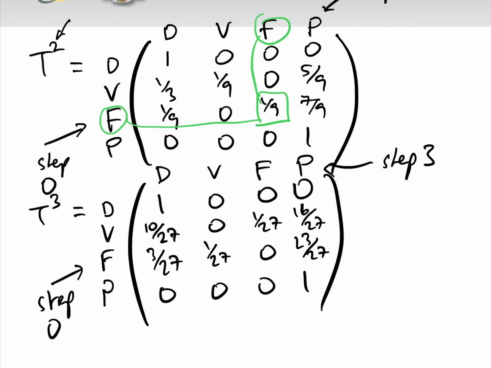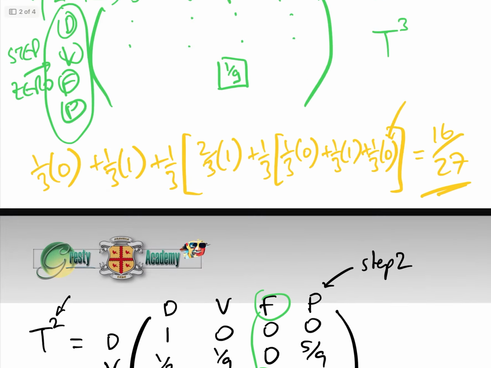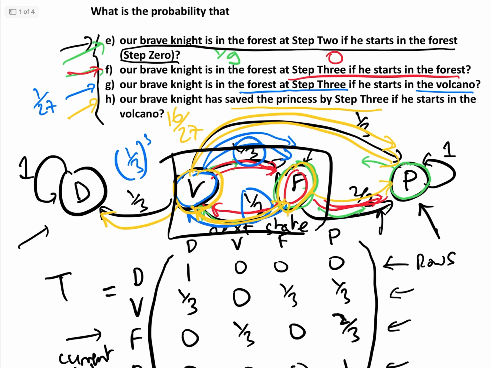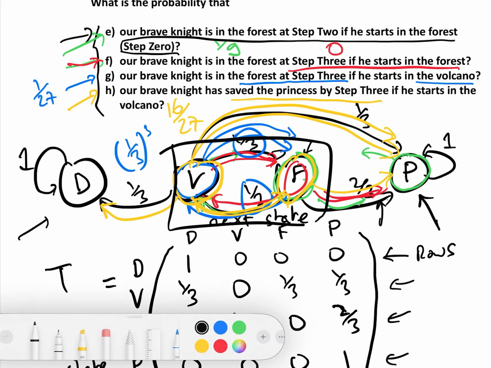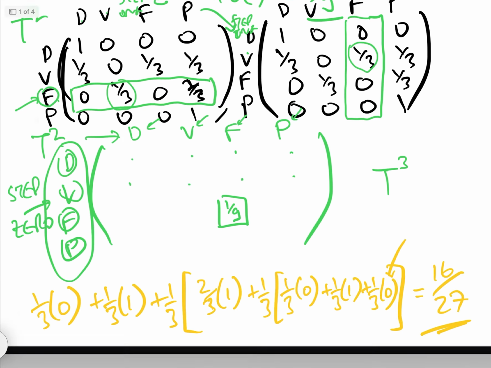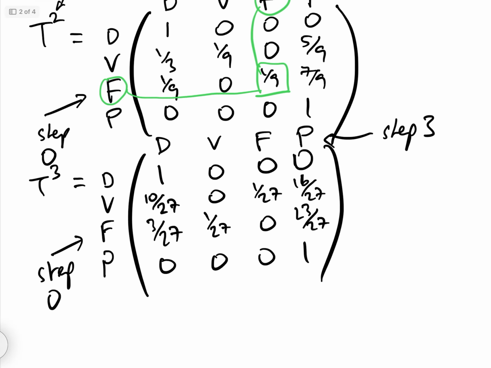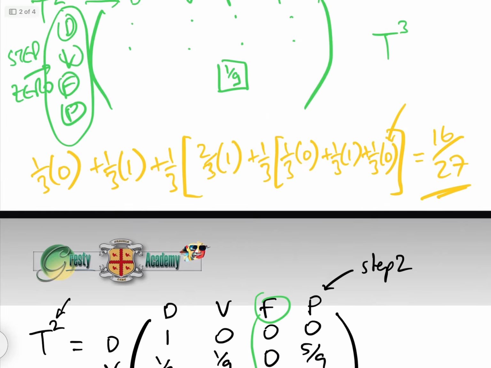Okay, so this is t cubed, which you can confirm by matrix multiplication. So we can now find our answers to F, G and H. Let's have a look at them. F was our brave knight is in the forest at step 3 if he starts in the forest, and I used a red pen there. If he starts in the forest, what is the probability that he is in the forest at step 3? Well, hey presto, it's 0. So that is the answer to F, which is what we confirmed. It's impossible that he could be in the forest at step 3 if he started in the forest.